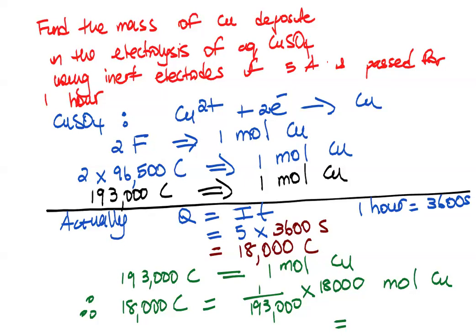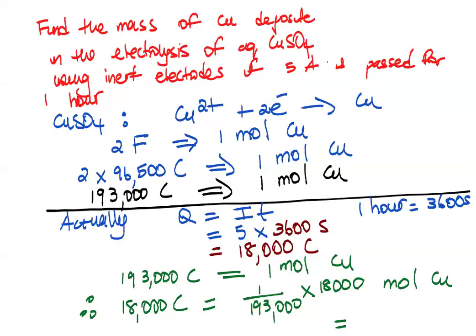Work it out. Use your calculator. Help me here. Right, so I'll leave it as 0.093 moles. But am I done? Does the question want moles of copper or mass of copper? What do we want? Could we easily convert moles to mass? The RAM of copper is 64. So what will be the mass of copper? Will it be 0.093 by 64?